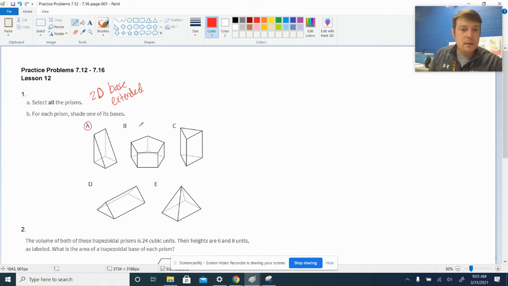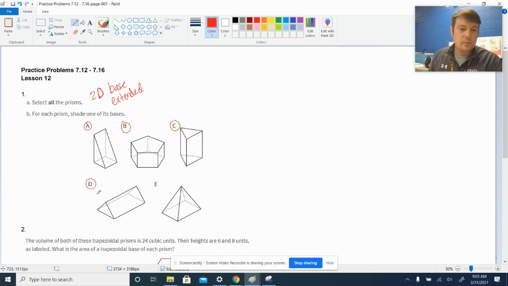So A. B looks like a 1, 2, 3, 4, 5-sided pentagon that's been extended with rectangles on all the sides. C is another triangle that's been extended vertically here. Same thing as C is D, just been thrown down on its side.